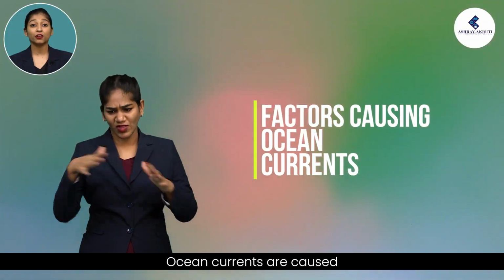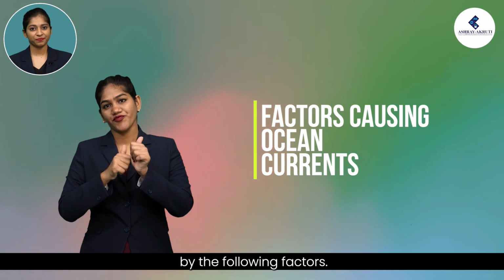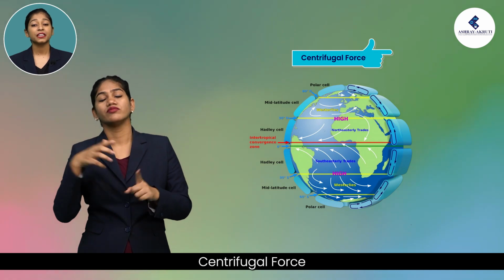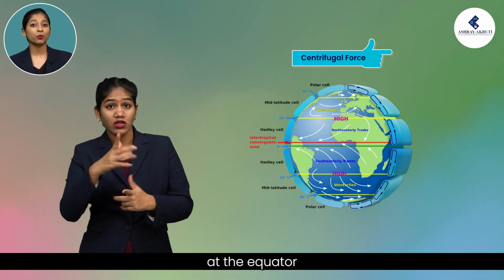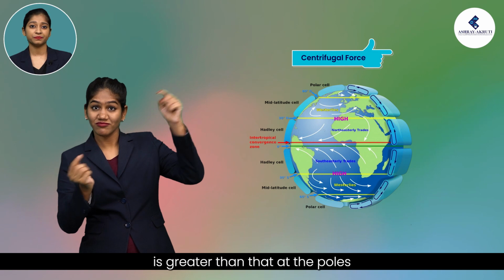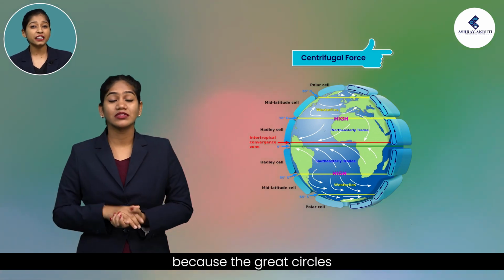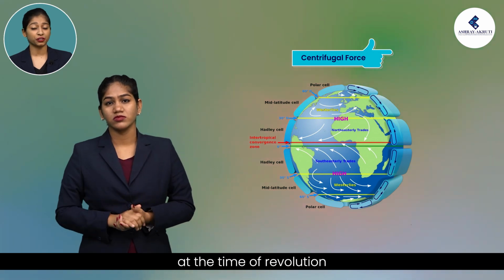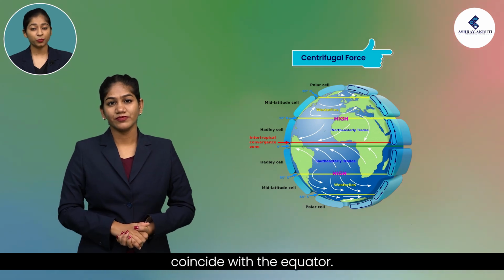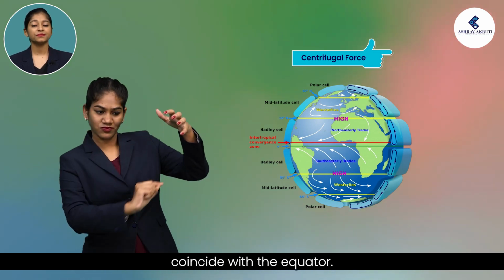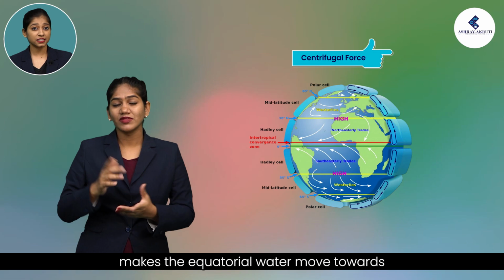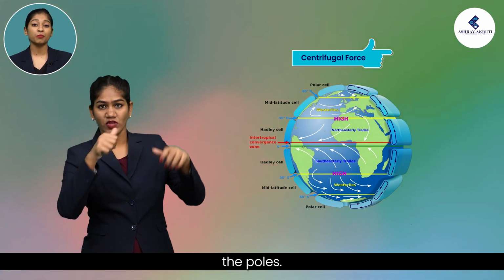Ocean currents are caused by the following factors: centrifugal force. The centrifugal force at the equator is greater than that at the poles because the great circles at the time of revolution coincide with the equator. The variation of these forces makes the equatorial water move towards the poles.